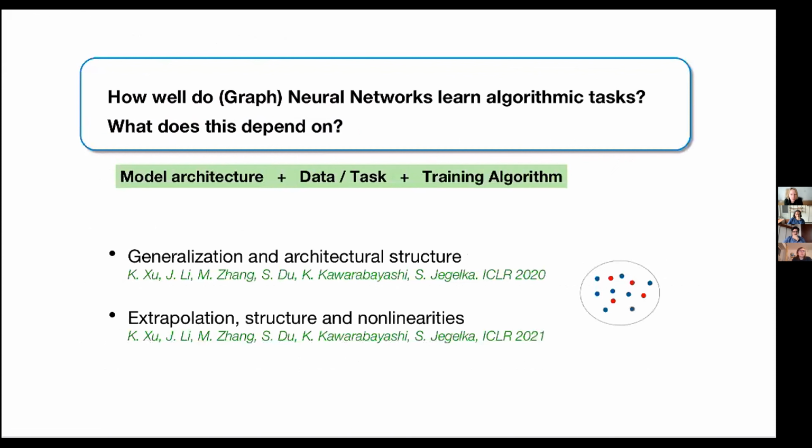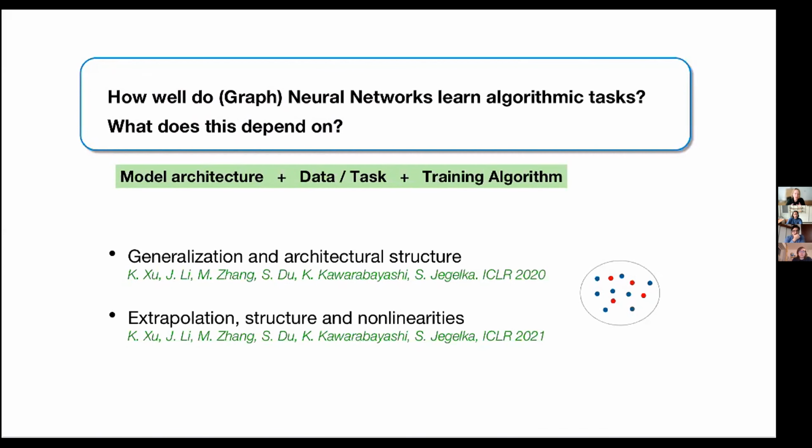So of course, when you do this, the question is, how well would this actually work? How well do neural networks in general and graph neural networks more specifically actually learn algorithmic tasks? And what does that depend on? Of course, that depends on various factors, such as what kind of model you use, the model architecture, the data and the task. What do you actually want to learn? What's the data that you have? And the training algorithm, because that determines what a neural network actually learns. So that's a complex interplay of many different factors, and I'll try to take into account as many of these as possible during my talk.